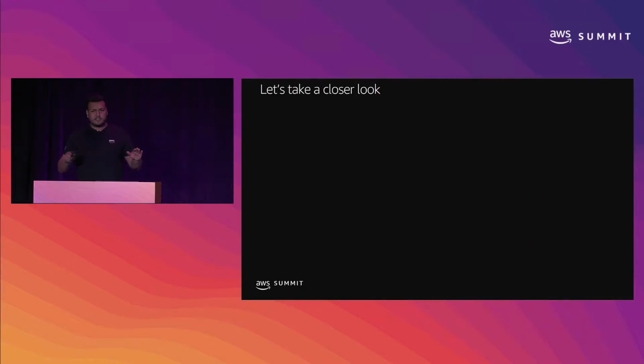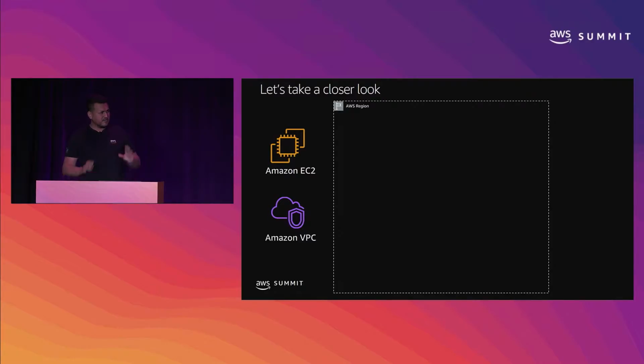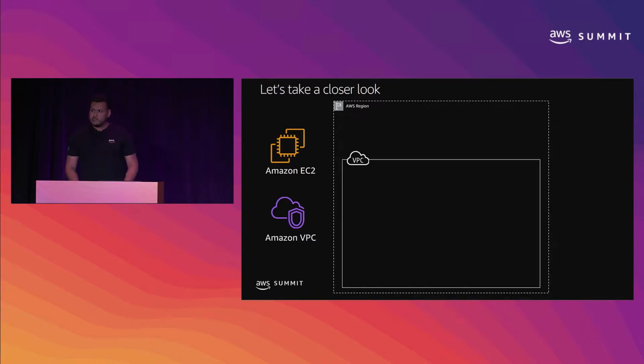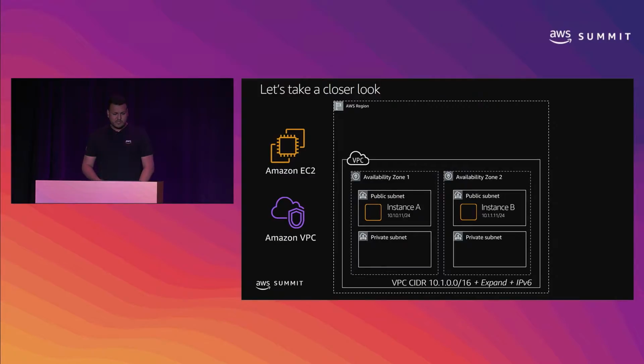We're going to set the scene here before we jump into the nitty-gritty of network visibility. So we have Amazon EC2 with a VPC. Let's start off with a region. We're going to dive into the VPC here, with a VPC CIDR of 10.1. You can expand it as well, and you can assign IPv6 addresses within that. A couple availability zones, some subnets here with some instances in them.